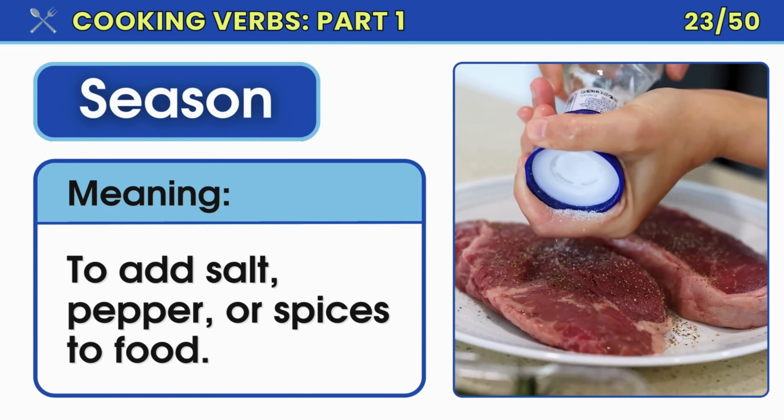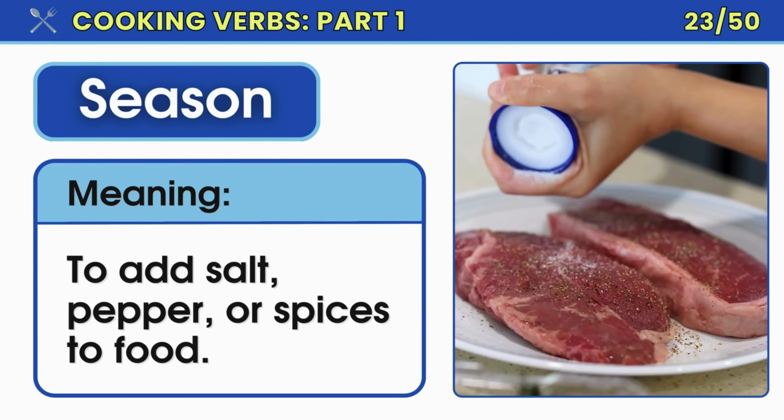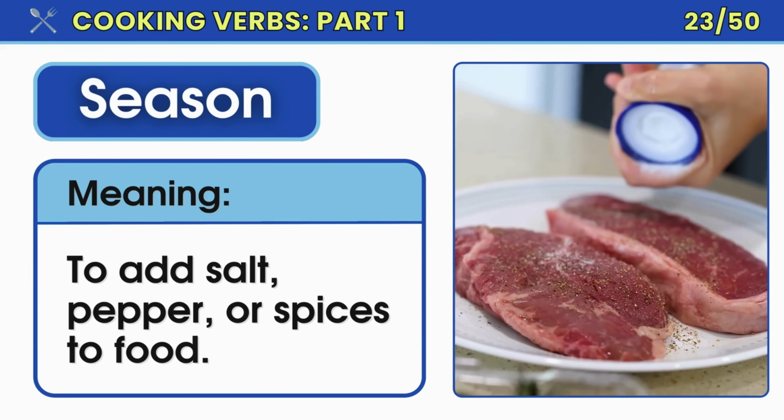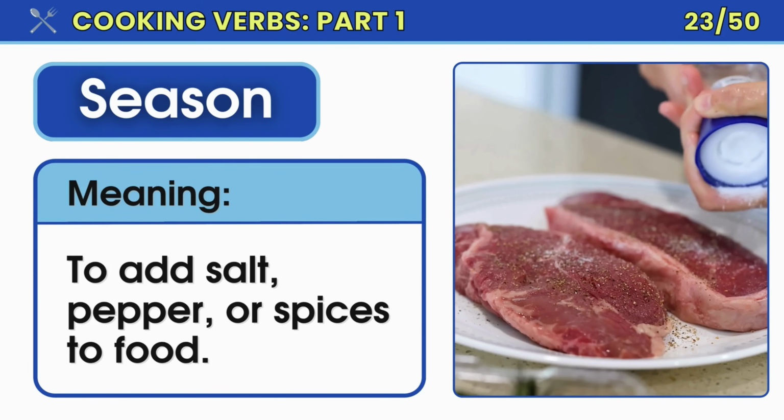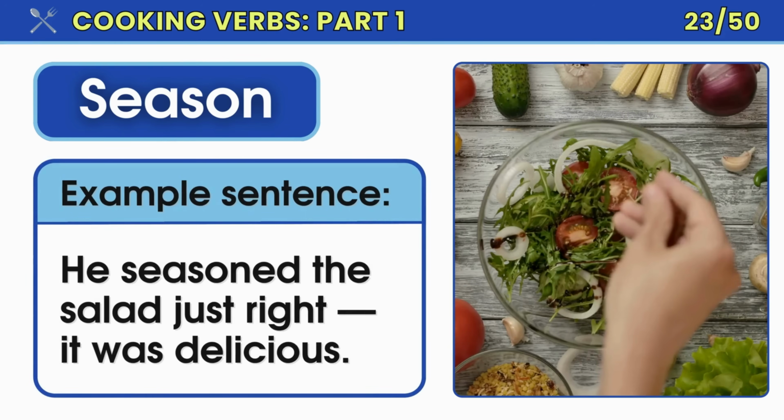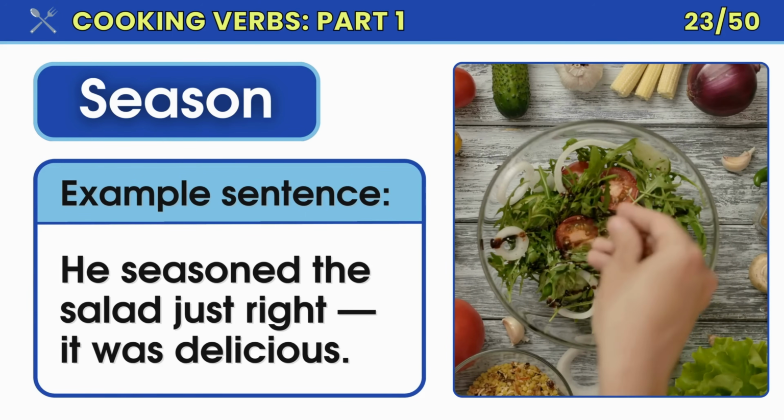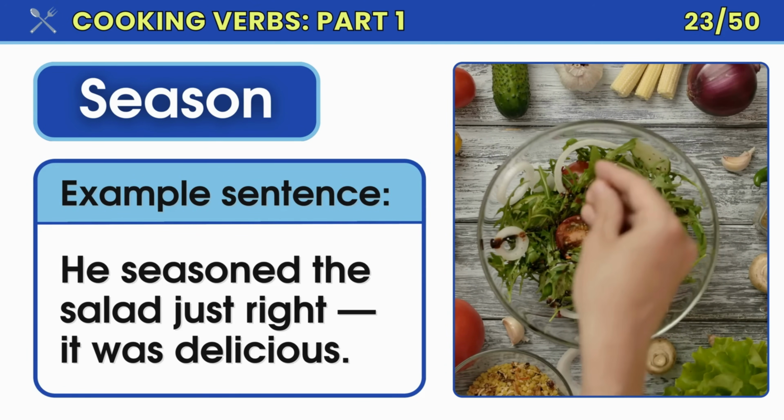To season means to add salt, pepper, or spices to food. For example, he seasoned the salad just right. It was delicious.